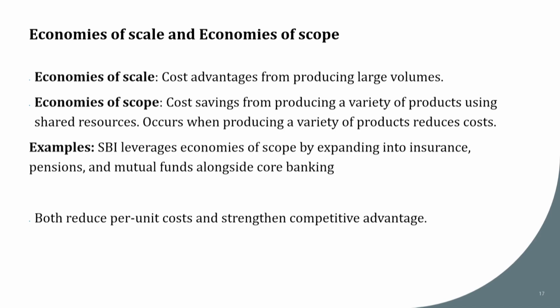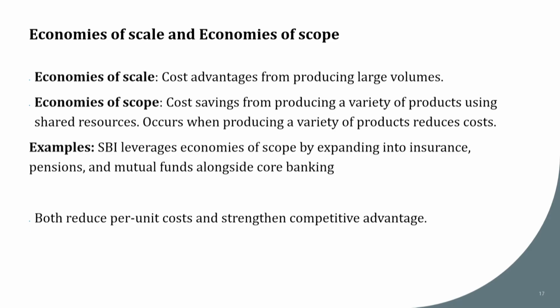Just look at State Bank of India. It is one of the largest commercial banks in the country, and because SBI already has a large infrastructure base and large technical and managerial skills, it can easily set up an insurance company, pension businesses, and other banking services through the same network. So that is called economies of scope. Economies of scope means cost saving from producing a variety of products using shared resources.